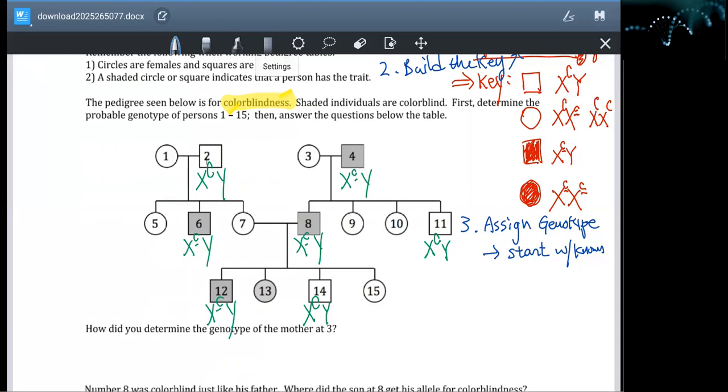Now, what's another one known? Any affected female will be X little c X little c.